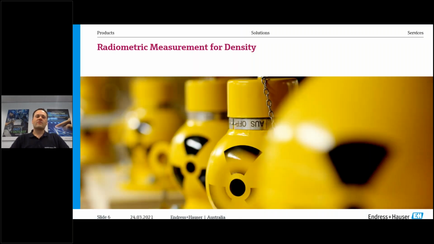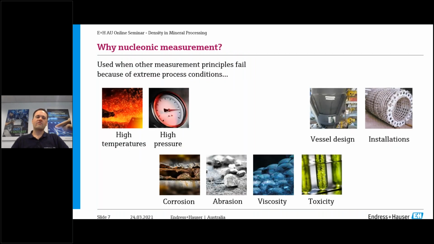The first measuring principle that we're going to be speaking about today is radiometric, and it's probably the one that you familiarize yourself with the most for measuring slurries in mining applications. I'll go through very briefly why we use nucleonic measurement for measuring density in slurries as a default, or as one of the most common methods that you see in mineral processing. The reason is that nucleonic measurement is very reliable when other measurement principles fail because of different or extreme process conditions. Those experienced in mining processing plants know that conditions are very likely to be harsh or abrasive, what we would consider an extreme process condition. Things like heavy abrasion or corrosion, high temperatures or pressures, or something around the design of the installation of the vessel or the pipe that you're using. The radiometric measuring system is one that's very common in Australia.